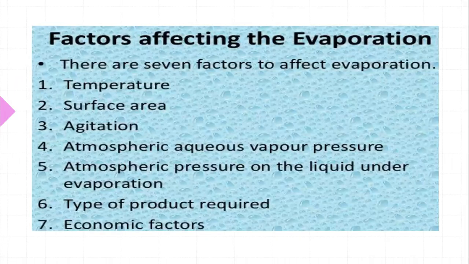What are the factors that affect evaporation? There are 7 factors that affect evaporation: temperature, surface area, agitation, atmospheric aqueous vapor pressure, atmospheric pressure on the liquid under evaporation, type of product required, and certain economic factors as well.